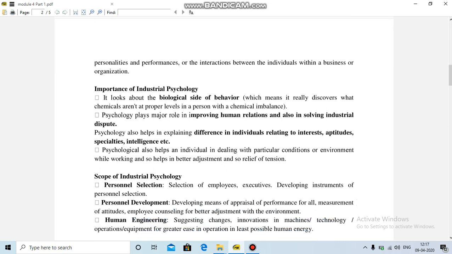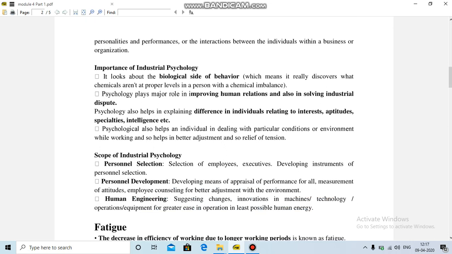Industrial psychology also helps the industry or management for many purposes. One thing can be selection or recruitment of employees. Second thing can be personal development. Personal development can be for the benefit of the employees who are already recruited, how they are developing, and also human engineering. So that's the first part of this module. What is industrial relations, and how the characteristics of each individual affect the industrial relations.